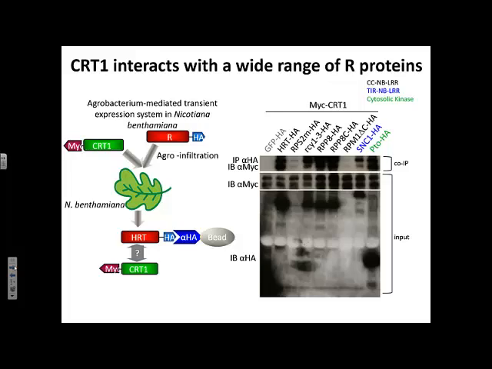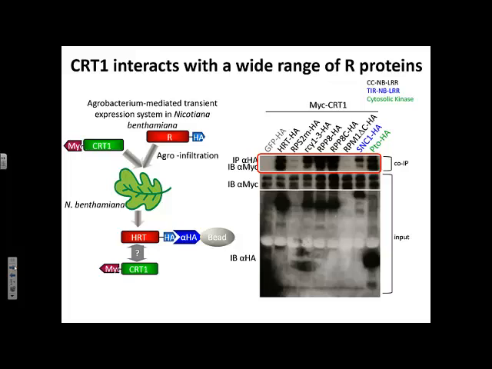You express them for a couple of days, so then this Nicotiana benthamiana leaf will be full of proteins. Then what we have done is pull down with an antibody that targets one of them. In this case, we targeted the resistance proteins. We pull it down and ask whether or not CRT1 co-immunoprecipitated together. I want you to draw attention to the top panel here. We're testing eight resistance proteins.